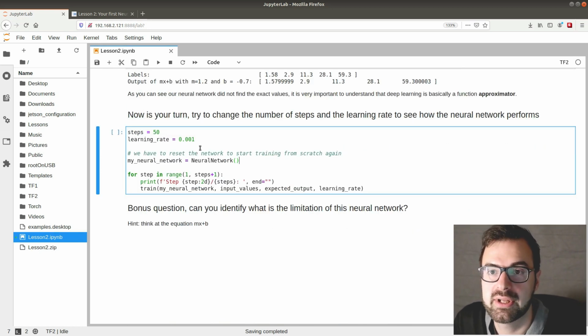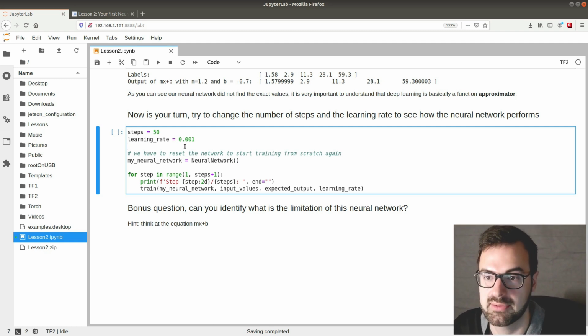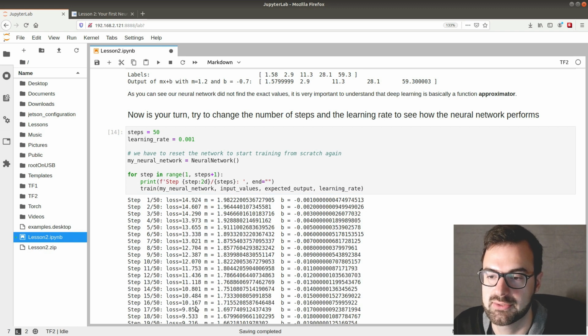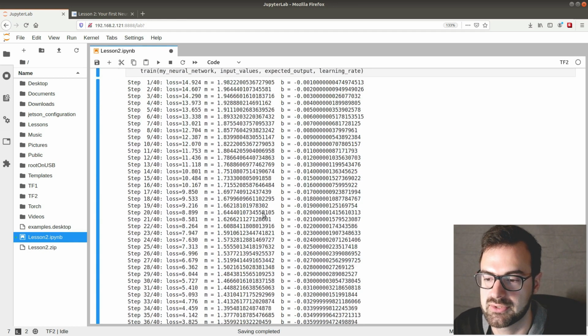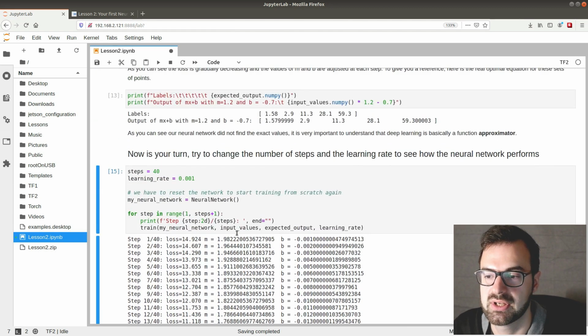Okay, so now we reach the end of the Jupyter Notebook and the end of this lesson. I left in this cell the code for training the neural network multiple times, every time from scratch. We can run this code multiple times. For example, we can launch it once, and then change the number of steps, launch it again, and everything will restart. So what I want you to do is to experiment. Try to change the number of steps and the learning rate and see how the neural network performs.